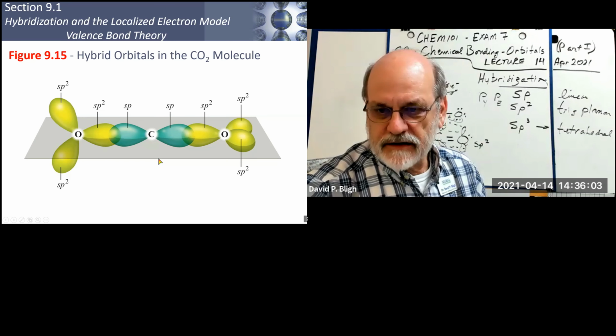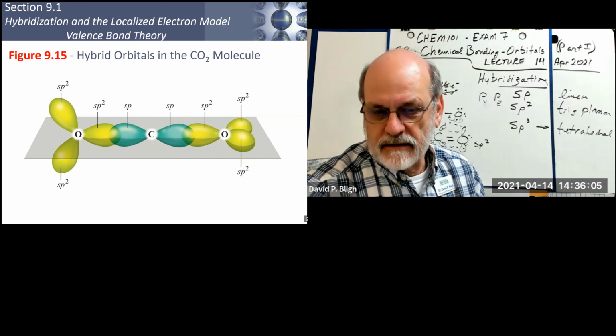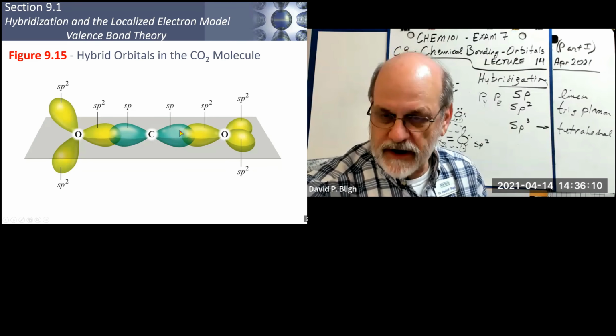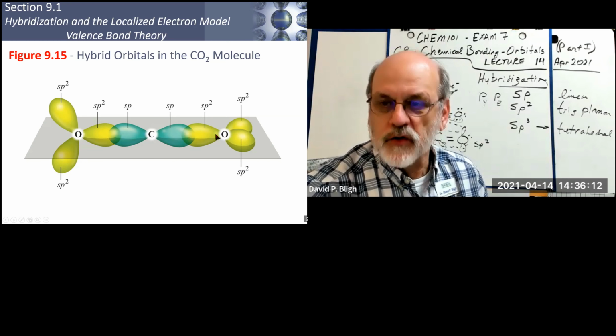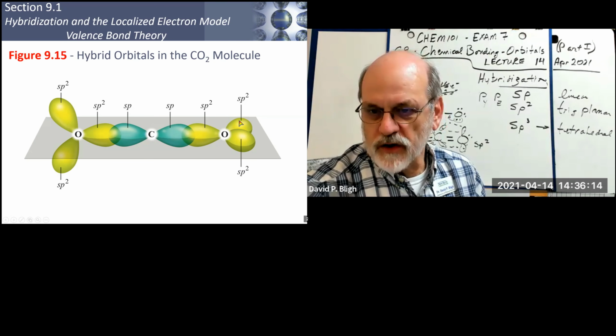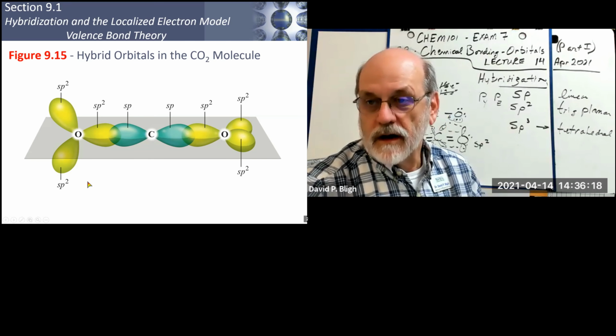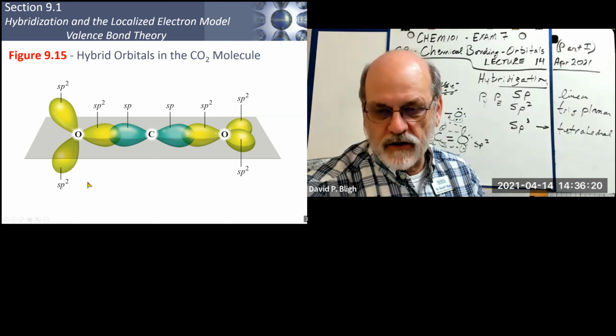So here, this just shows you the hybridized orbitals. For carbon, it's sp hybridized orbitals. For oxygen, it's sp2 hybridized. And these 2 on either end, there and over here, are occupied by lone pair electrons.